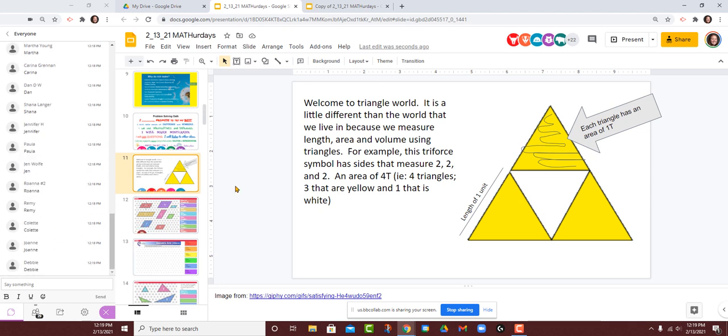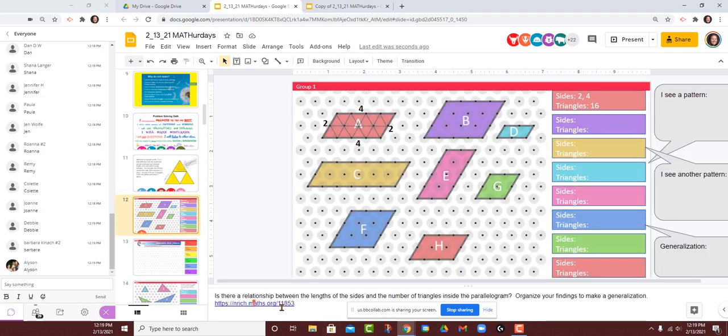And let's jump into the task. This task comes from Enrich Math. It's a fantastic resource. Again, I'm not redesigning anything. I'm showing teachers how to use things that are already out there and doing it online. Oh, I have the wrong link there. Let me go ahead and get the Enrich link on this.